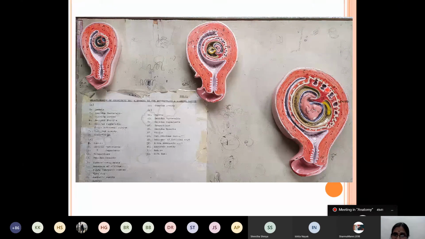This is the intervillous space, which consists of maternal blood. And here there is a placental barrier. Okay, and this is the decidua basalis. This is the decidua capsularis. My dear student, again I repeat, and this is the decidua parietalis.